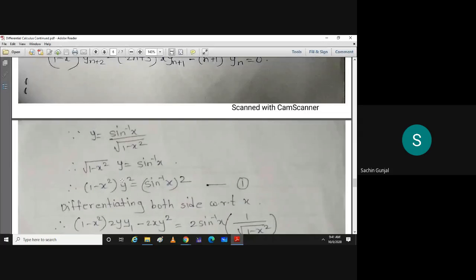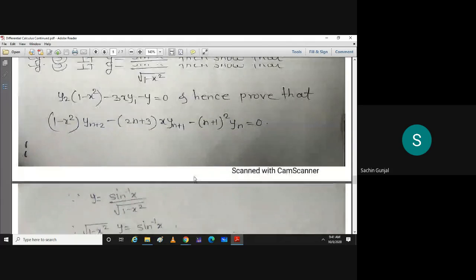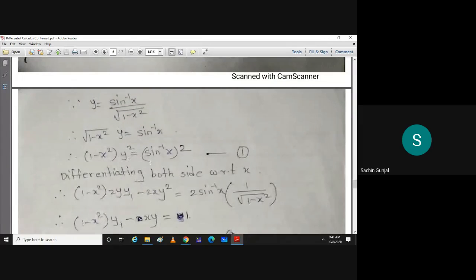So I'll square on both sides. Then it will be 1 minus x square into y square equal to bracket sine inverse x square. Now this expression contains y2, the second order derivative, so I'll differentiate this once with respect to x. y is a function of x, and 1 minus x square is a function of x, so apply the product rule. 1 minus x square as it is, derivative of y square is 2y y1, plus y square as it is, derivative of 1 minus x square is minus 2x, is equal to the derivative of sine inverse x bracket square, which is 2 sine inverse x into the derivative of sine inverse x, which is 1 upon under root 1 minus x square.